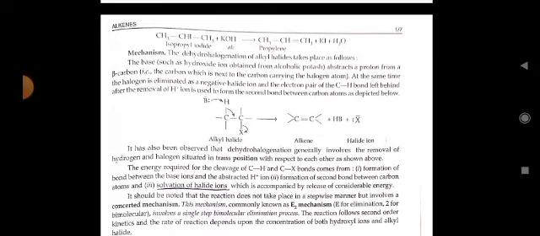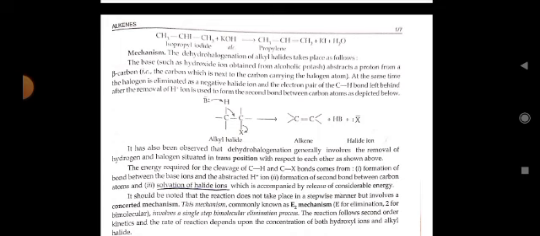Mechanism. The dehydrohalogenation of alkyl halides takes place as follows. The base such as hydroxide ions obtained from alcoholic potash abstracts a proton from a beta carbon, that is the carbon which is next to the carbon carrying the halogen atom. At the same time, the halogen is eliminated as a negative halide ion, and the electron pair of the carbon-hydrogen bond left behind after the removal of the H positive ion is used to form the second bond between the carbon atoms, as depicted below.